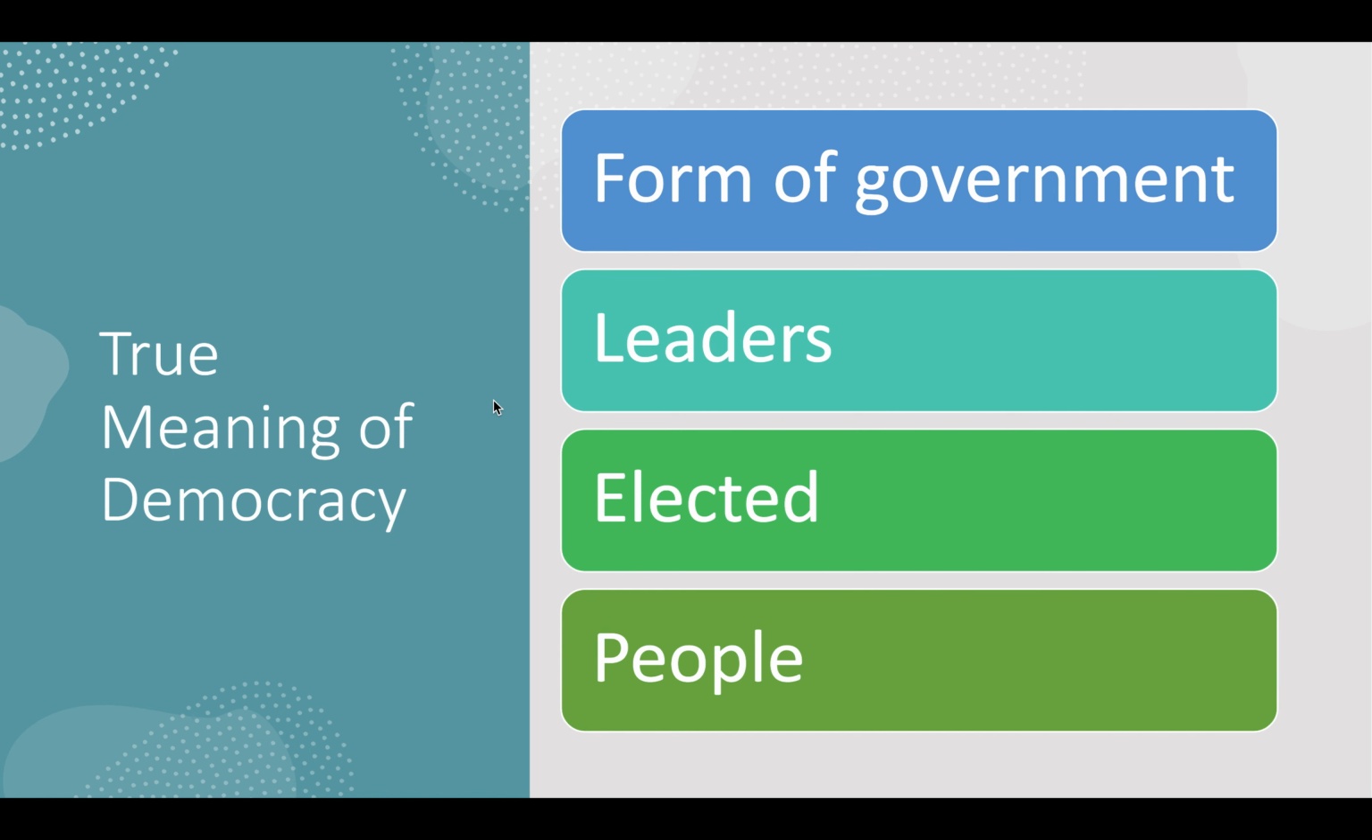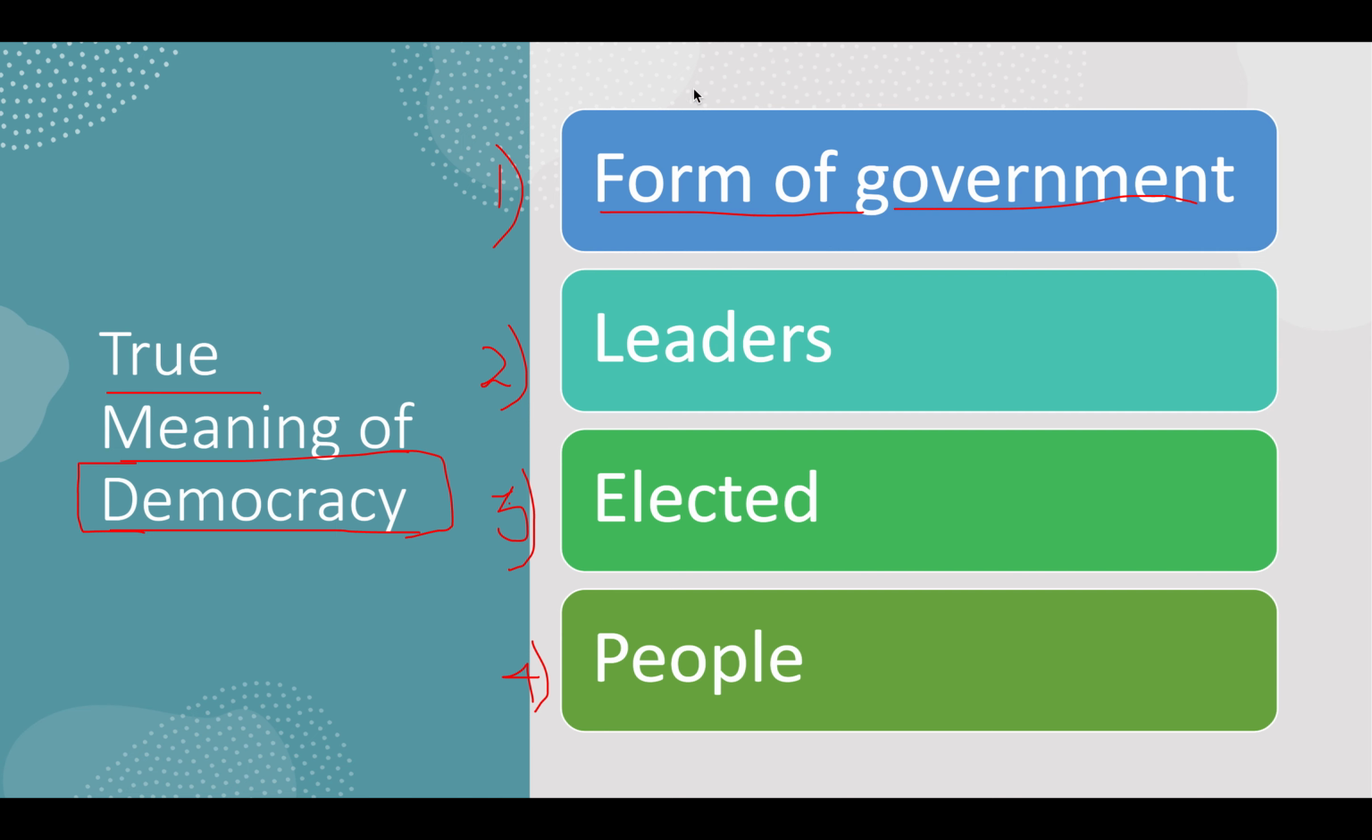Okay. Moving forward, now what is the true meaning of democracy? If somebody asks you what is basically meant by democracy, you would only say that democracy is a form of government where the leaders are being elected by the people. But what if someone asks you to explain this meaning of the word democracy? As I told you, these are the four main key pointers which we have to remember while referring to the term democracy: it is a form of government, leaders, elected, and fourth is the people. Now what do I mean by form of government?